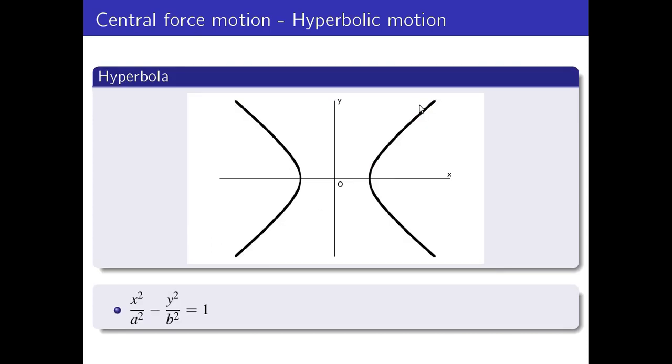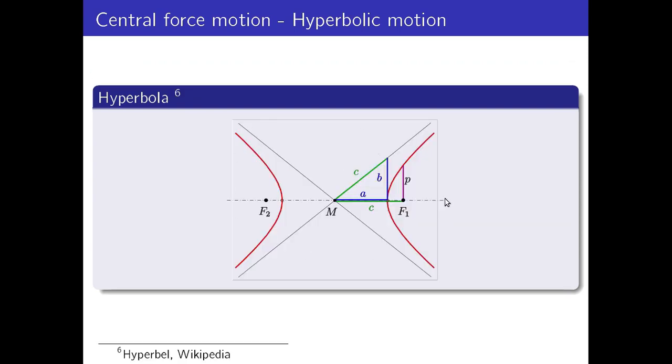In this figure, we see a hyperbola whose equation can be written as x squared over a squared minus y squared over b squared is equal to 1. If we shift the origin to the focal point, then we can write the equation as (x plus c) squared over a squared minus y squared over b squared is equal to 1. In this figure, we see the parameters of the hyperbola.